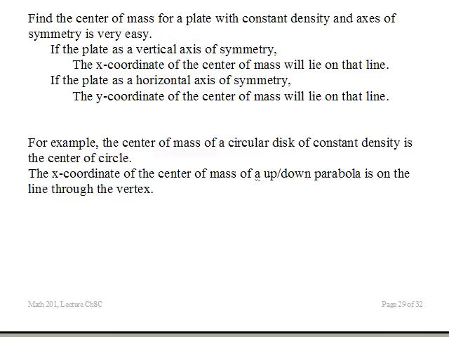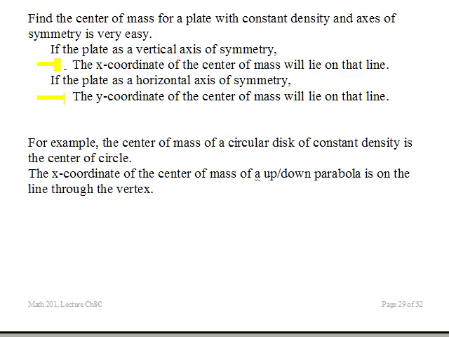One result that helps simplify calculations is that if the plate has an axis of symmetry, so if it has a vertical axis of symmetry, then the x-coordinate of the center of mass will lie on that line of symmetry. Similarly, if the plate has a horizontal axis of symmetry, then the y-coordinate of the center of mass will lie on that horizontal line.